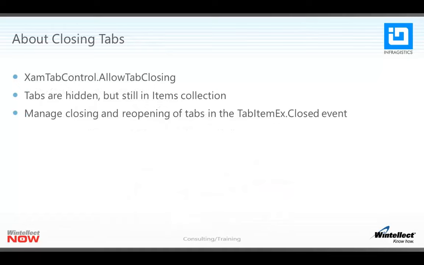To enable tab closing, set the Allow Tab Closing property to True. Closed tabs are hidden but are still available in the control's items collection. Use the tabItemX.Closed event to manage closing and opening of the tabs. This event provides the necessary notification to manage closing, reopening, and/or removing tabs.